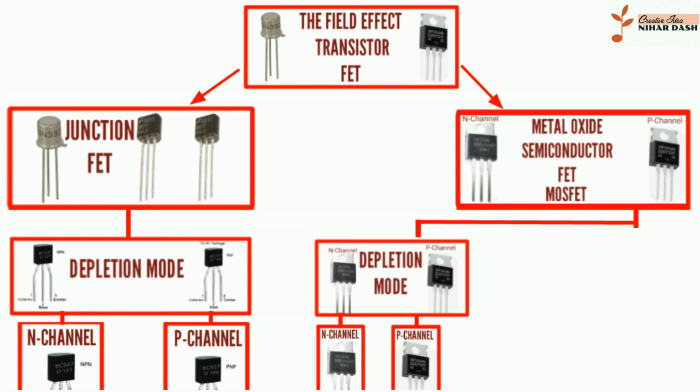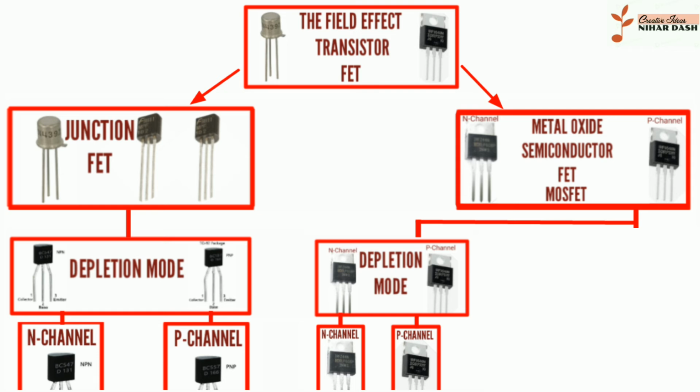Depletion type. The depletion type MOSFET transistor is equivalent to a normally closed switch. The depletion type of transistors requires gate source voltage, VGS, to switch off the device. Symbols of depletion mode MOSFET. Symbols for depletion mode MOSFETs in both N-channel and P-channel types are shown above.